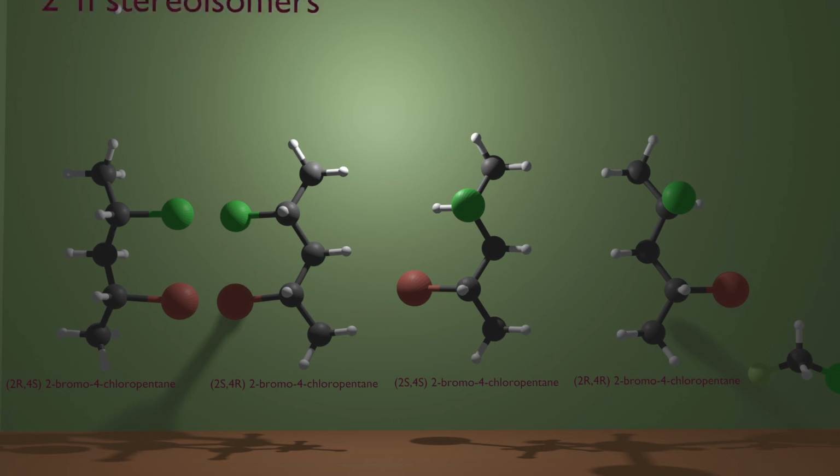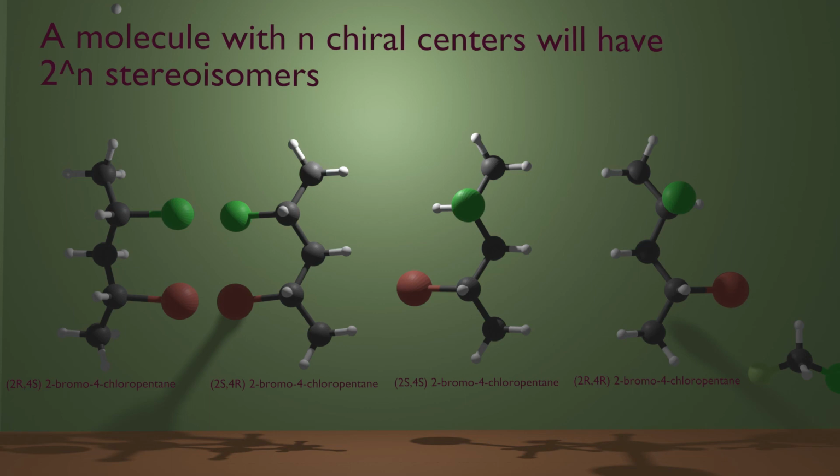A molecule with n chiral centers will have 2 to the power of n stereoisomers, and so our molecule here with 2 chiral centers will have a total of 4 stereoisomers, which we have listed here.